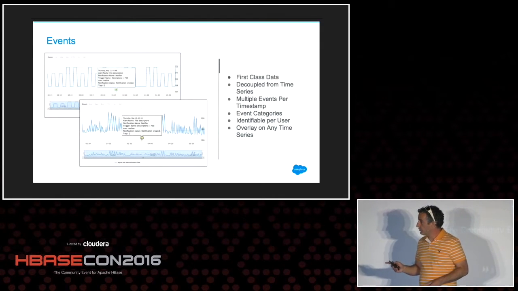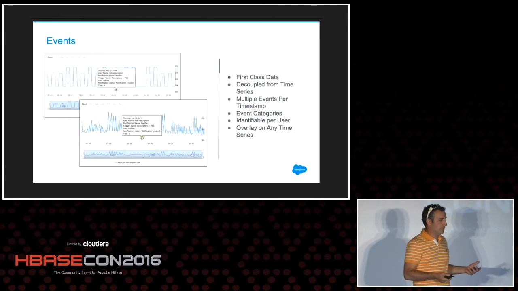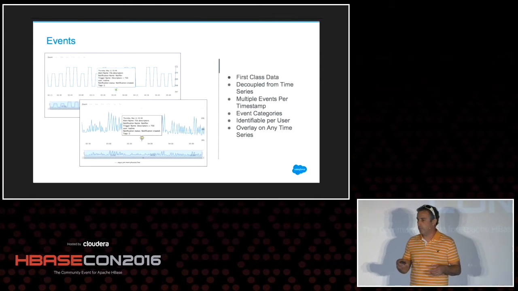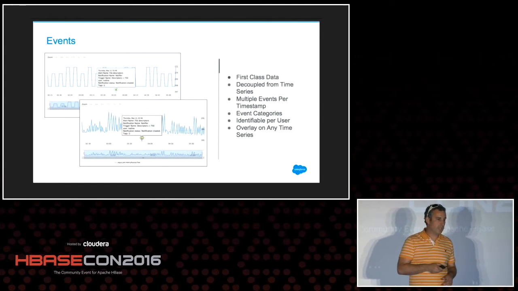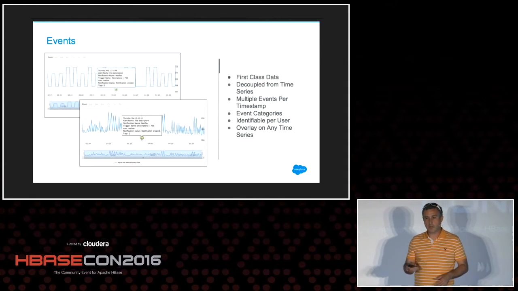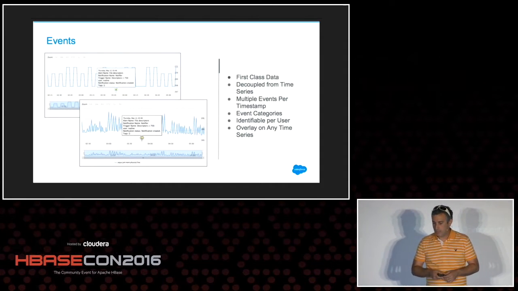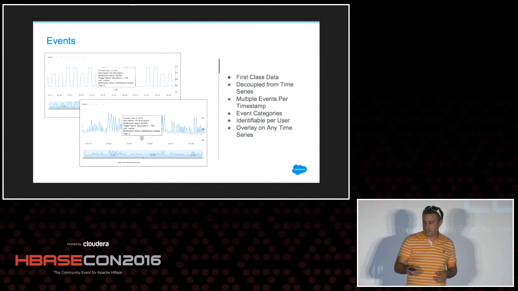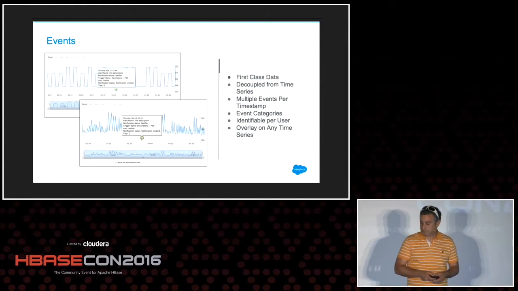In Argus, you can also store multiple events at a single timestamp. So say as part of a release, you have a bunch of release subsystems that generate events at exactly the same timestamp, and you wanted to store all of those and be able to recall them. You can do that with Argus. Other time series systems only allow you to store a single event at a timestamp. We talked a little bit about event categories, the event types, and the fact that they're available per user.